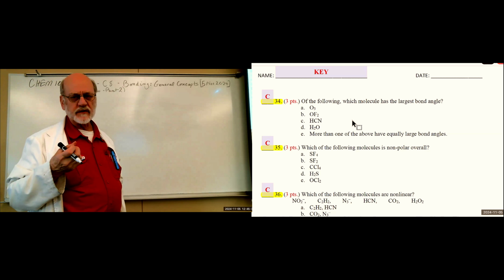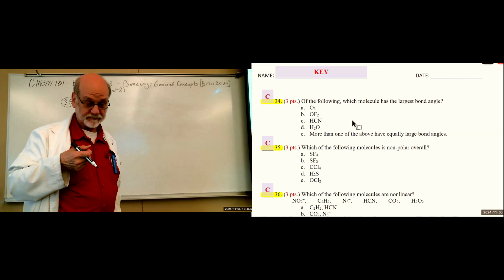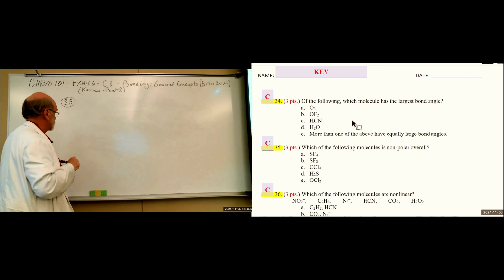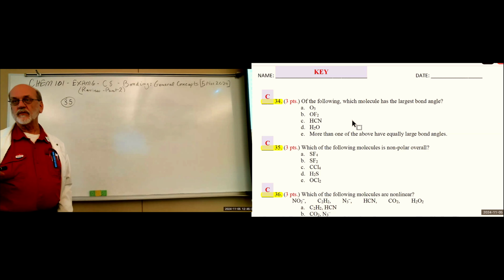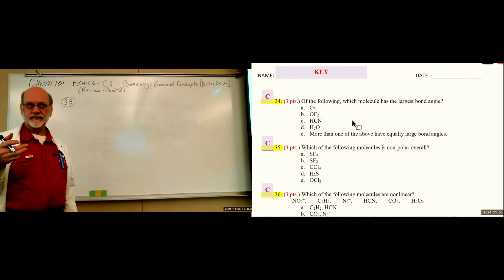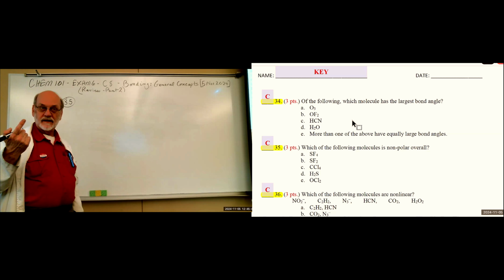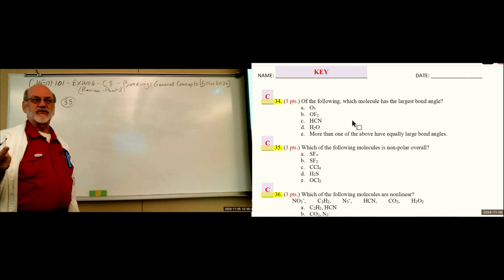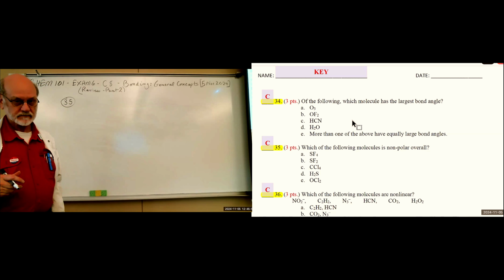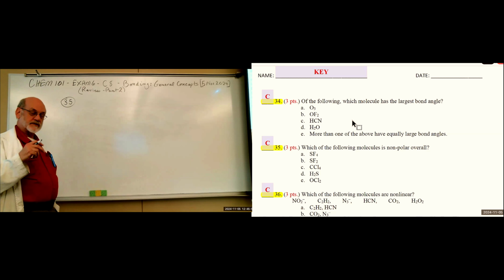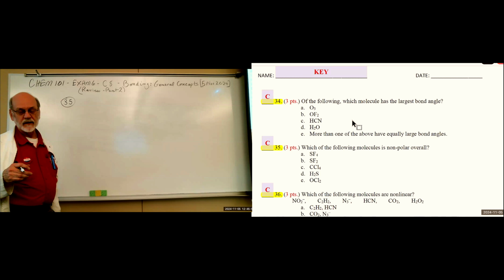Which of the following molecules is non-polar overall? So just as a reminder, what do we need to know to determine polarity of a molecule? 2 things. Are the bonds polar? Right? And then, is the molecule symmetrical? Right. If the molecule is not symmetrical and the bonds are polar, then you have a polar molecule.